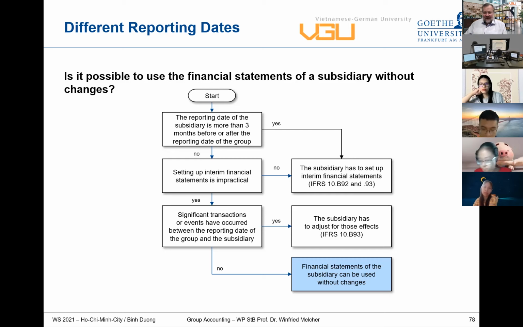And what happens in practice? Most of the subsidiaries will have the same year end, and if not, they will set up an interim financial statement for that date, and in very seldom cases, the financial statements of a subsidiary will be used without changes. So if there is a dormant company and they have a different date and there is no operation going on, I think that's okay.